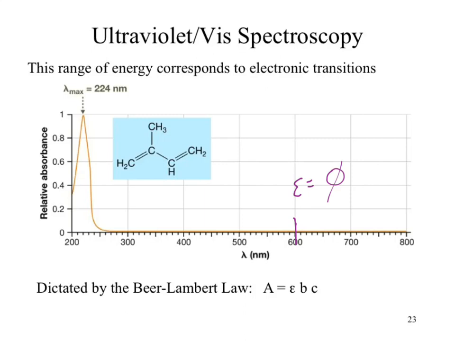Does it matter how long the path length is? No, no light's absorbed. Does it matter the concentration? No, no light's absorbed. Epsilon, the standard at that point, will be 0. So I can change the path length, I can change the concentration. It will have no effect on the result.